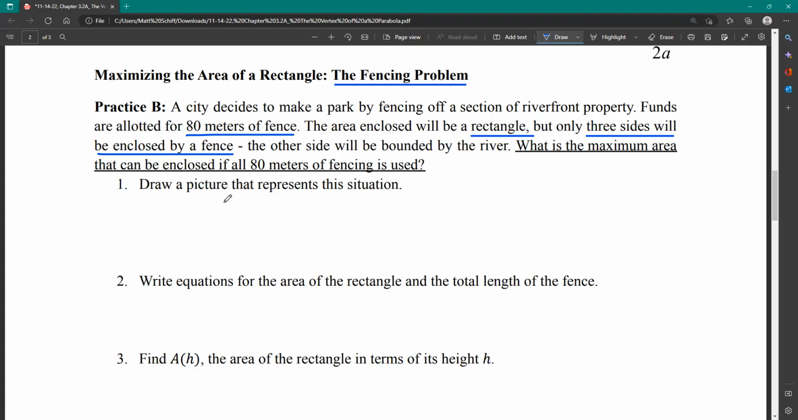So first thing we should do is draw a picture, making sure that we can visualize what is happening. So we have the river, and we know that's serving as one side of this rectangle here. This rectangle will have a height of h and a base of b. Third side is also h, since opposite sides of a rectangle are congruent. So those are the 3 sides being used for fencing.